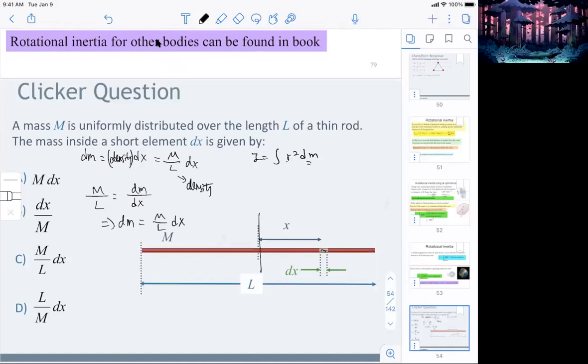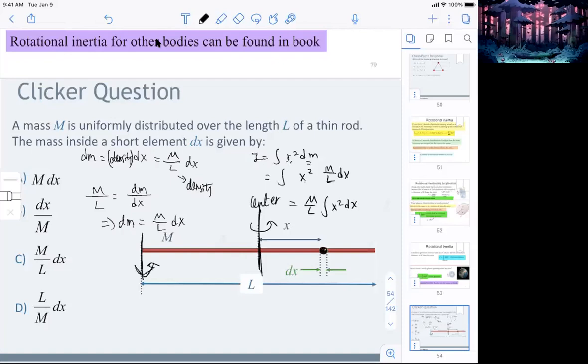You can rotate the rod relative to the center, or you can rotate the rod relative to one end, right? So here we're going to do the center first. From the center, you can see that they are all at a distance x away from the center. This random little chunk is at a distance x away. So r becomes x times dm. dm is m over L dx. So you're doing m over L x squared dx.